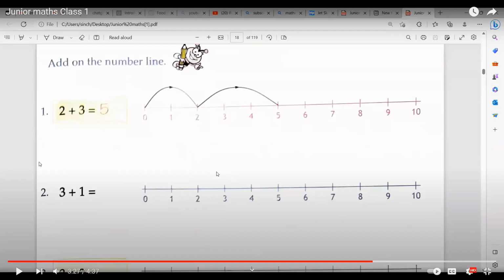Five. Number two. 3 plus 1 is 4. So show it. Three plus one is 4.